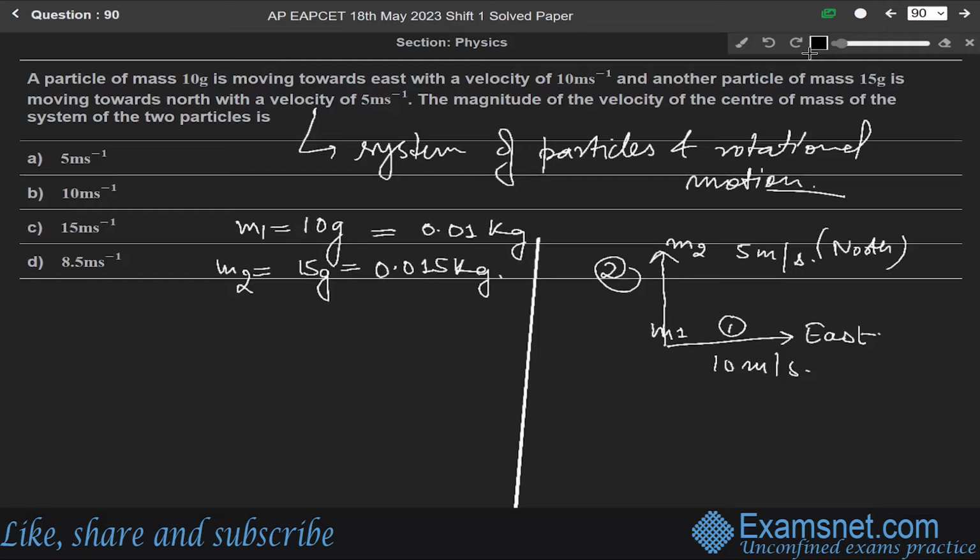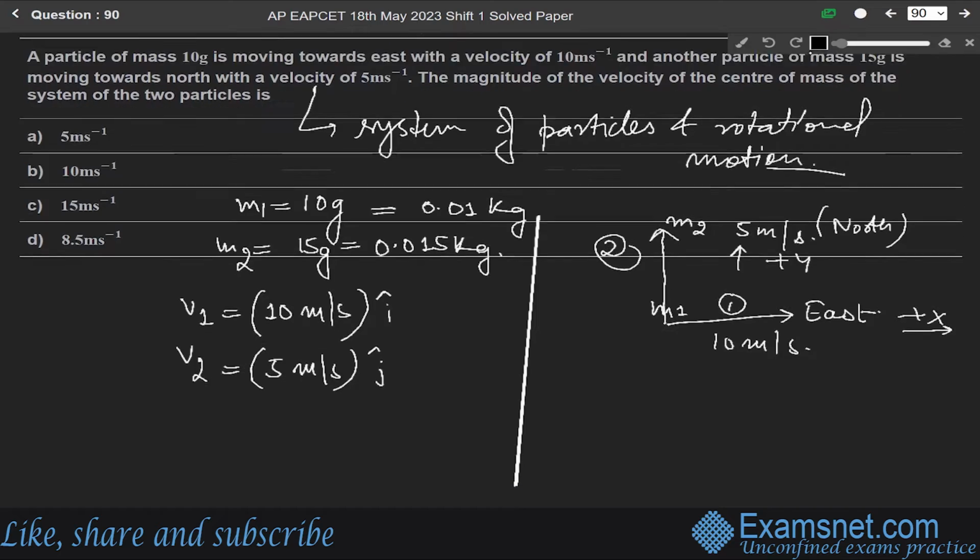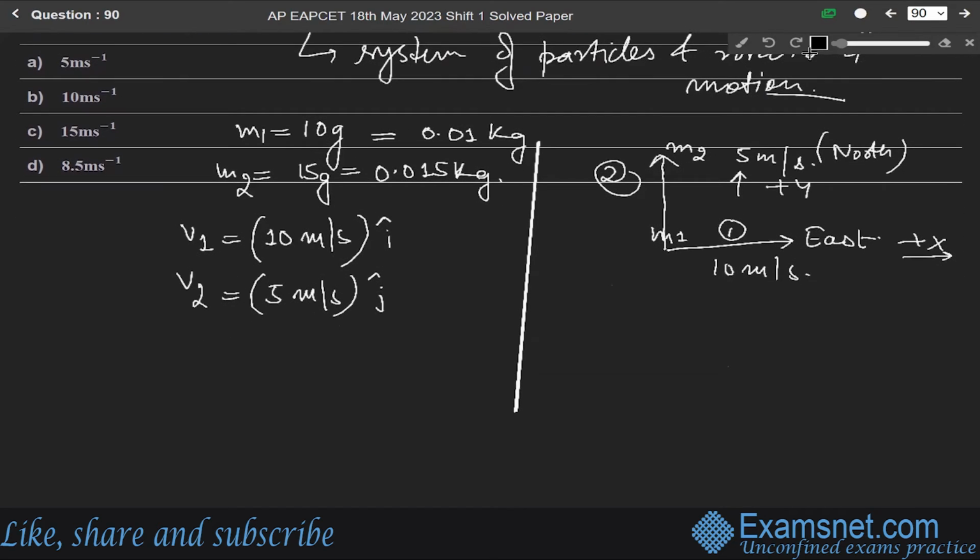Okay, let us say this is plus x direction, moving in positive x direction, and it is moving in positive y direction. Okay, so the v1 is what? 10 meter per second in the i direction, and v2 is what? 5 meter per second in j direction, y direction, no? So their velocity of center of mass will be m1 v1 plus m2 v2 over m1 plus m2.